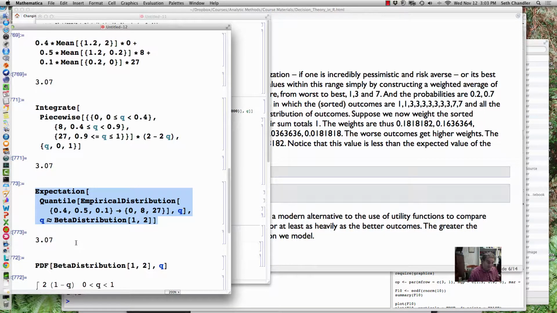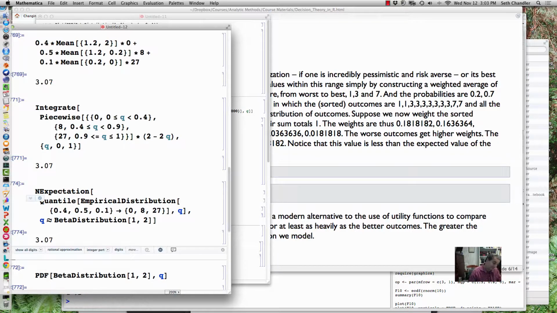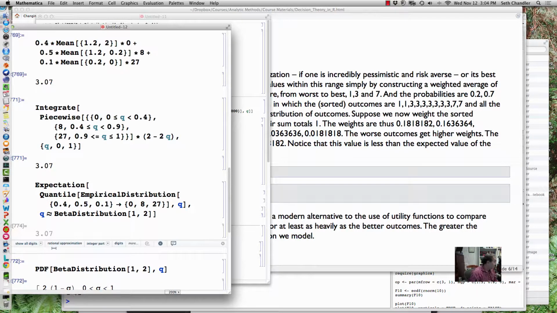There are times I can write some crazy function here where Mathematica can't do this symbolically, and there's the numerical expectation where it says, I don't know how to do this in the fancy way, let me make an estimate. And it's the same answer. Okay. Any questions on that?